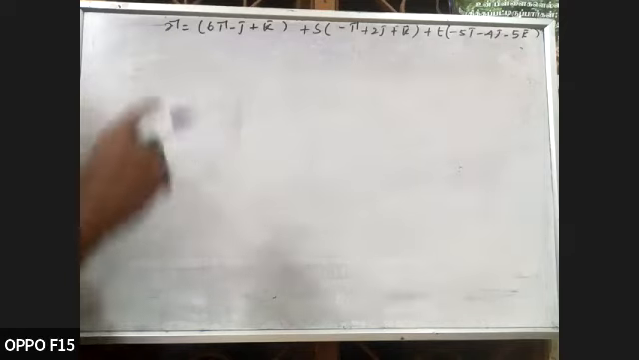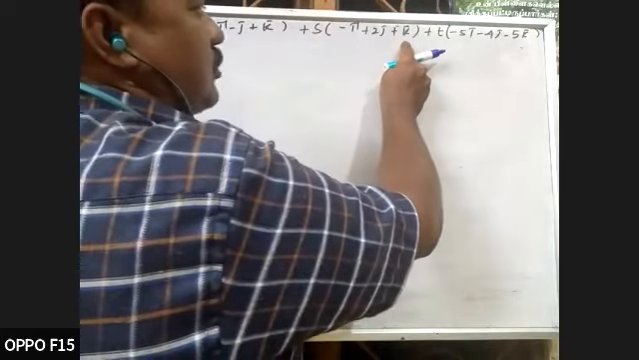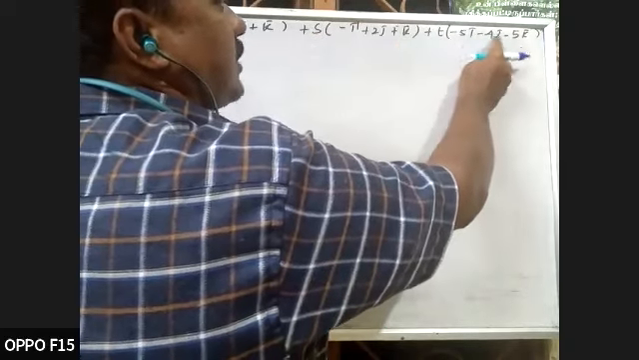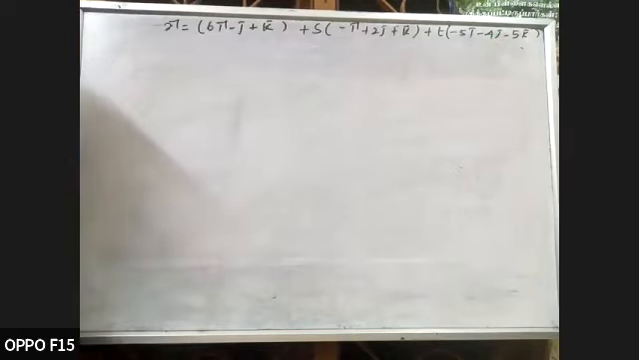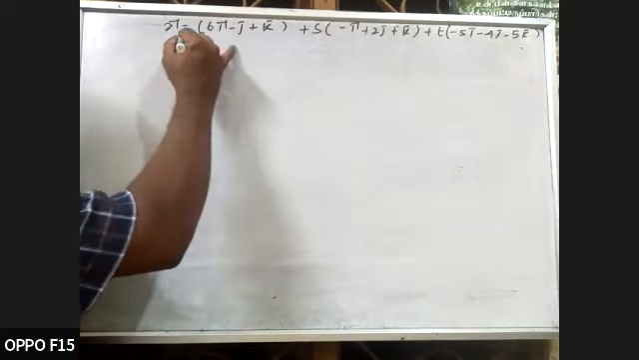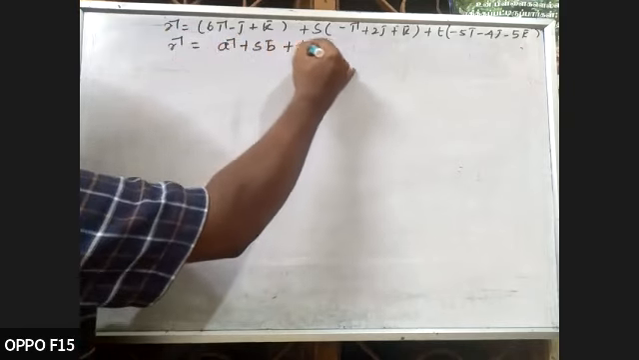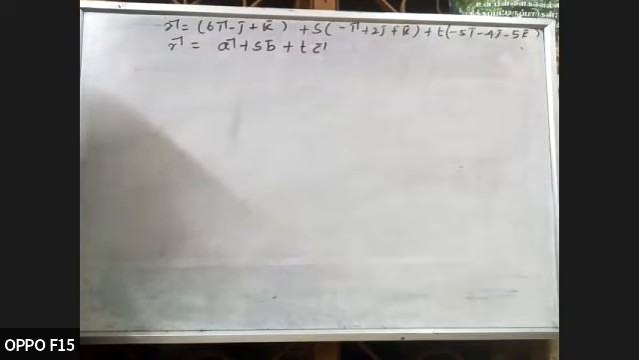இங்க பாருங்க எப்படி கொடுத்திருக்கோம், r vector equals 6i minus j plus k plus s into minus i plus 2j plus k plus t into minus 5i minus 4j minus 5k. இந்த equation பேர் என்ன தெரியுங்களா? Vector equation in parametric form. இது எப்படி இருக்குன்னா r vector is equal to a vector plus s into b vector plus t into c vector.